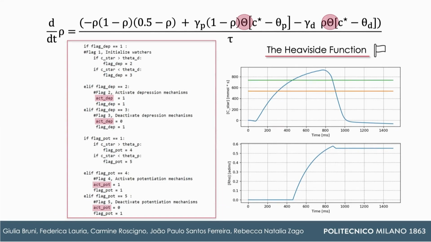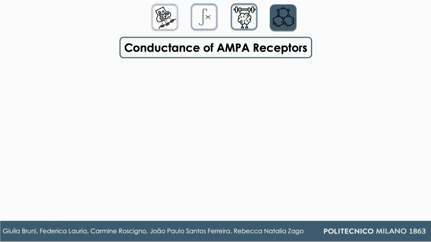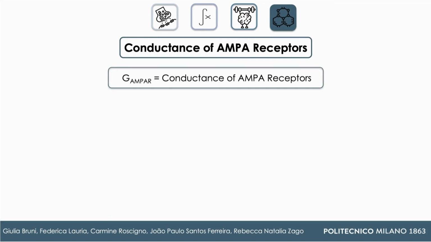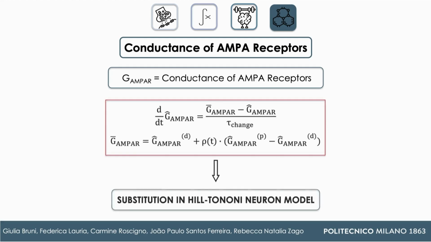Finally, the Heaviside function was modeled using flags. When a C-star value overcomes either the depression or the potentiation threshold, the function takes value 1, otherwise 0, allowing the rho function to be updated properly. Plasticity of neocortical synapses is associated on the postsynaptic side with AMPA receptor insertion and removal, which is dynamically linked to the rho variable. We substituted the predefined equation of G-AMPAR inside the Hill-Tononi model with the ones shown here.